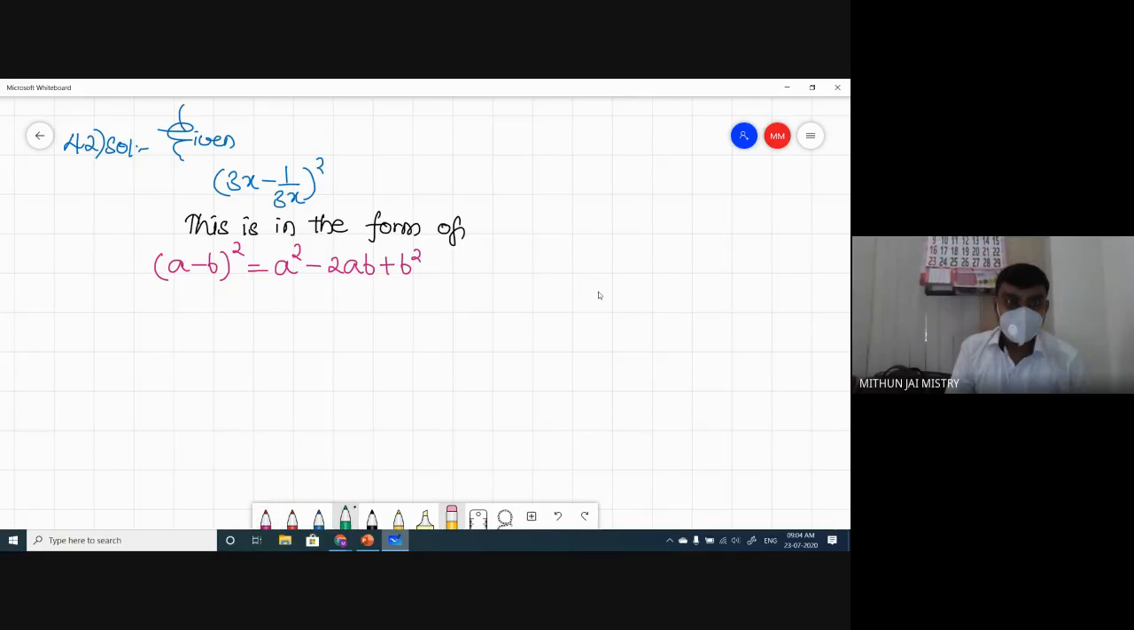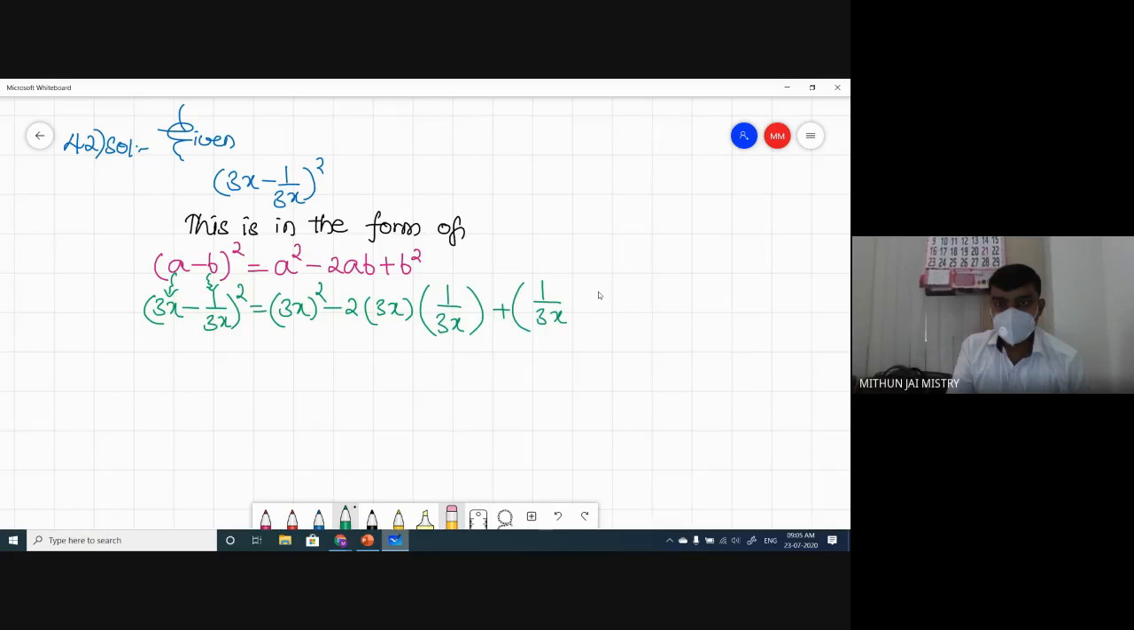So now the given thing, 3x minus 1 by 3x, I'm writing exactly below. Now you can have a look. In the place of a, I'm going to write 3x. In the place of b, I'm going to write 1 by 3x. So we got here 3x whole square minus 2 into 3x into 1 by 3x. So this bracket is nothing but into, right? So plus b squared, that is 1 by 3x whole square. I got that.